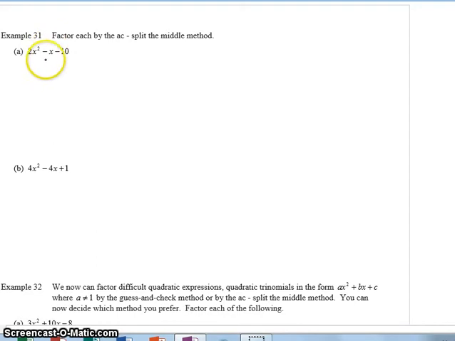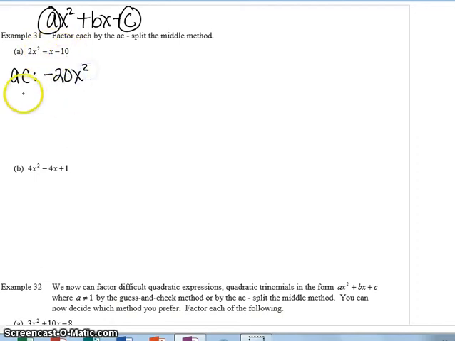Here we go. So you're still going to multiply. Remember, it's ax squared plus bx plus c. So a and c means you're going to multiply the 2 times the negative 10. So to stay organized, I put that my AC, my a times c, would be 2x squared times negative 10 would be negative 20x squared. The b is the middle term, what they have to add to, and that's a negative 1x.